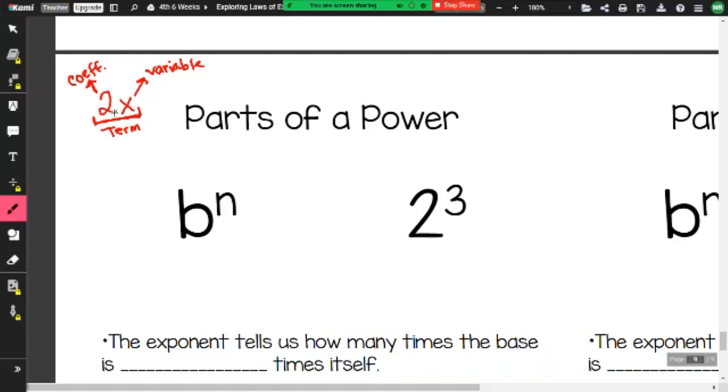Okay. Now, one of the most important things that you need to understand is that this n is not the same size as the b. This 3 is not the same size as the 2. These two numbers, n represents a number. These two numbers are located in the upper right-hand corner of the b and the 2, and they are called exponents. It's not like 2x where b is going to be my coefficient. B and 2 are both called my bases.